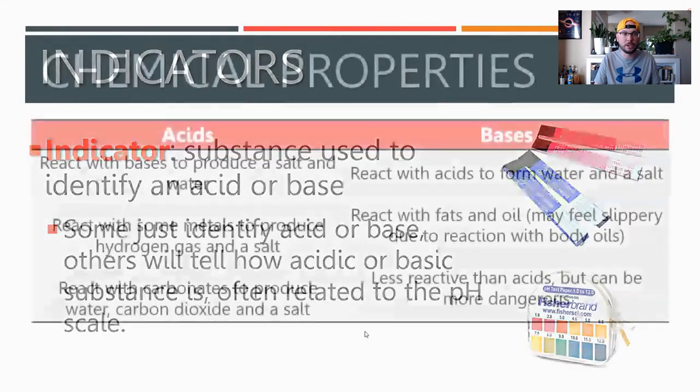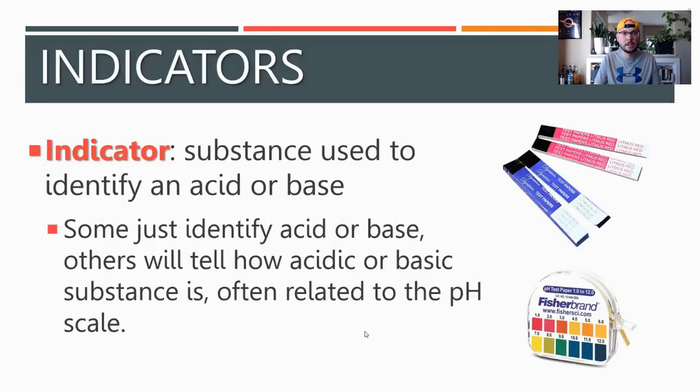So topic number 2 here, oh, that's a lie. We're going to talk about indicators real quick. So these indicators up here at the top are called litmus indicators. These ones are blue and they turn red under acidic conditions. And these are red and they turn blue under basic conditions. So they're just opposite of each other.